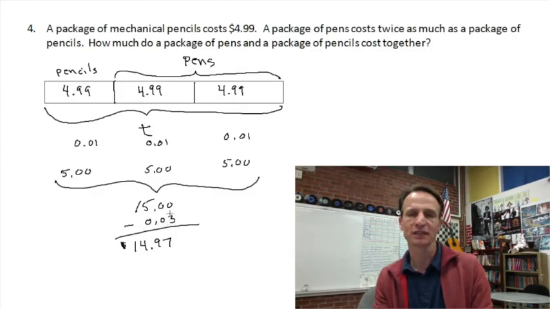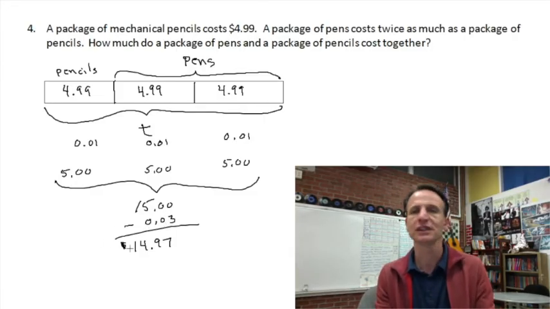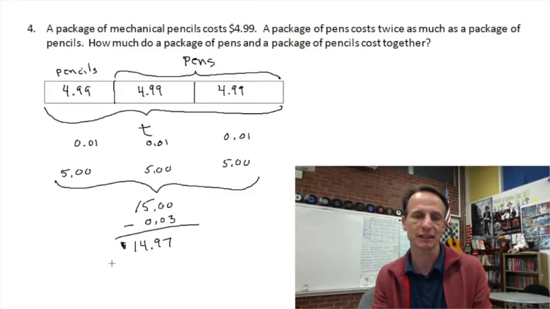And this is what makes sense to me. This is what I would do in real life in my head. You'd say, well, that's about $15 for an estimate. And to get the exact, you just subtract out those 3 pennies. All right, so we just need a statement here.